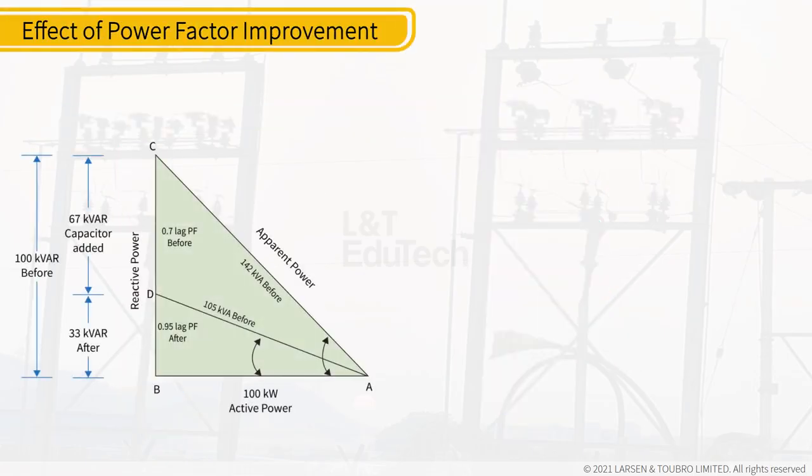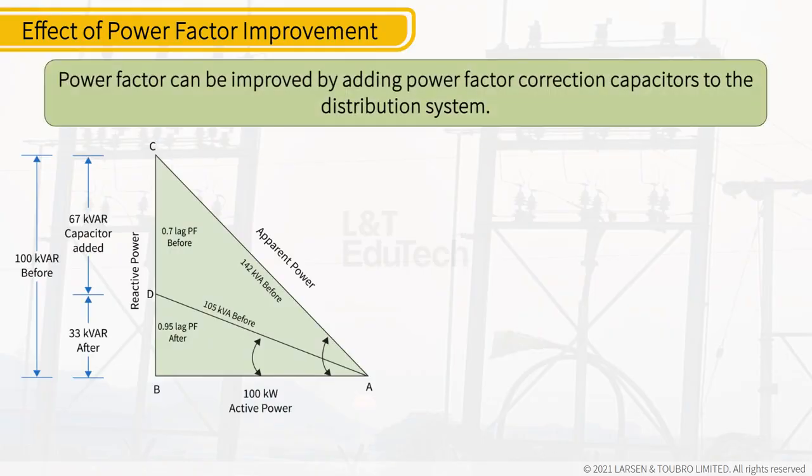Let's discuss the effect of power factor improvement. Power factor can be improved by adding power factor correction capacitors to the distribution system. The figure depicts the power triangle. It exhibits the status of the system earlier to addition of capacitor, triangle ABC, and after addition of capacitor, triangle ABD. It is evident from triangle ABC that before addition of capacitor, power factor is 0.70 lag, and apparent power required is 142 kVA to generate active power of 100 kilowatts.